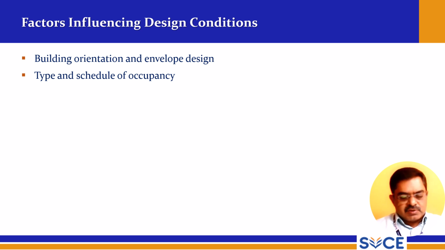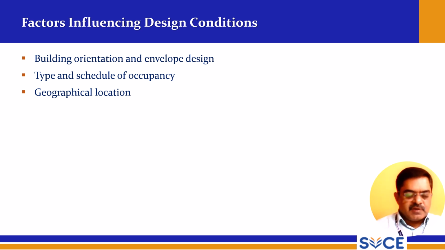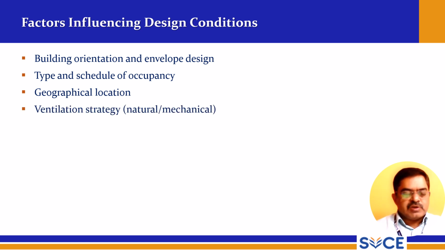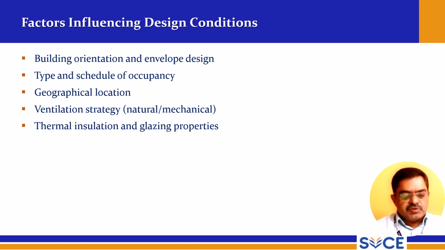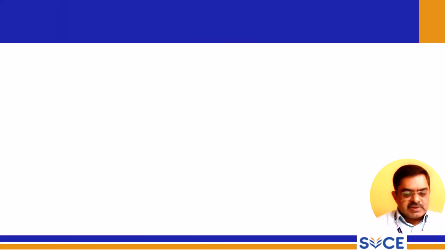Envelope design is how many windows we keep and what size of windows we maintain. Then the type and schedule of occupancy, and geographical location, for example how much height above sea level. Chennai is at a low level, whereas Kodaikanal or Ooty are higher in altitude. Then ventilation strategy, natural or mechanical, thermal insulation and glazing properties, and urban heat island effects in cities. Those are the conditions.